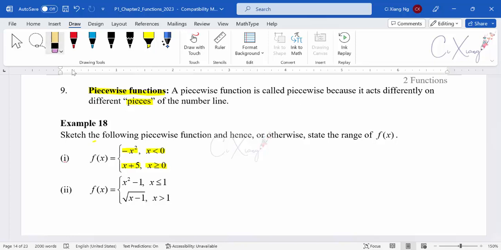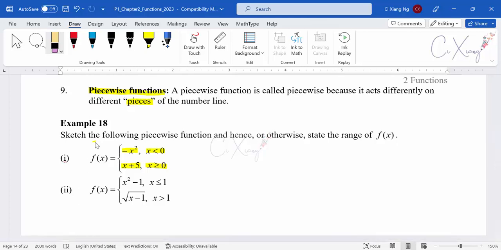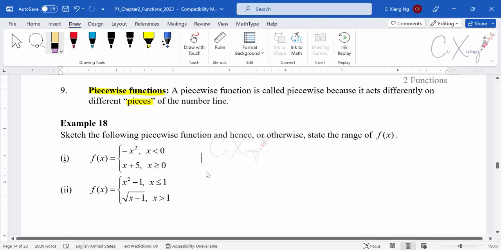So if in a question we have a piecewise function and need to find the domain and range, or just the range, the technique I use to decide the range is still the sketching graph method. By sketching the graph, it is easier for me to observe and determine the correct range for this particular function. We discuss these two examples here, maybe part 1 first.